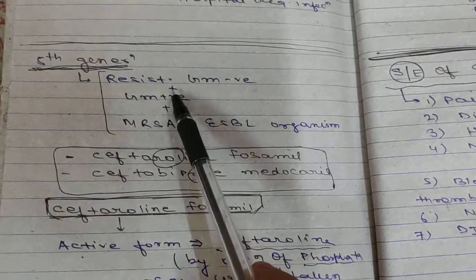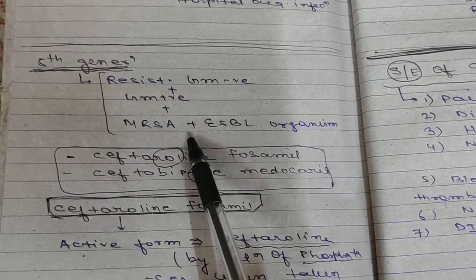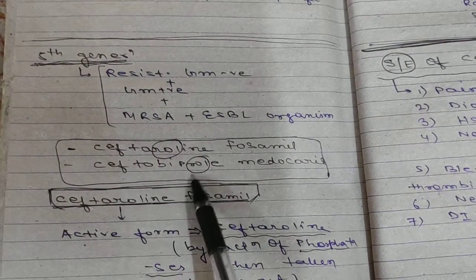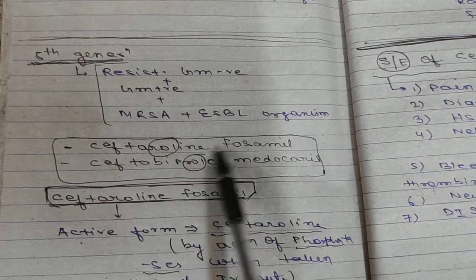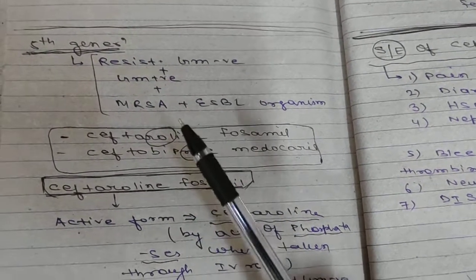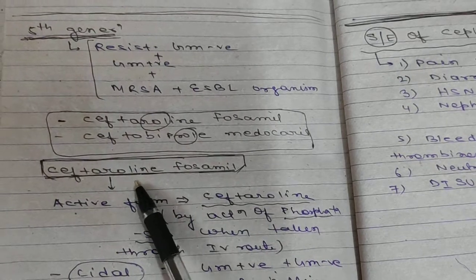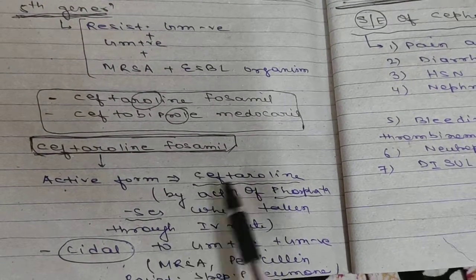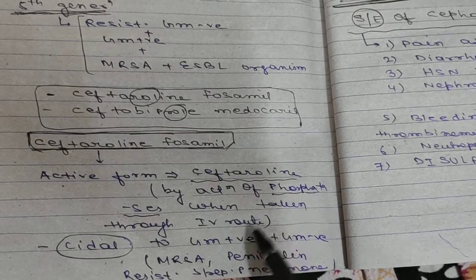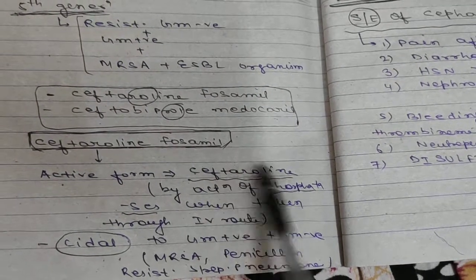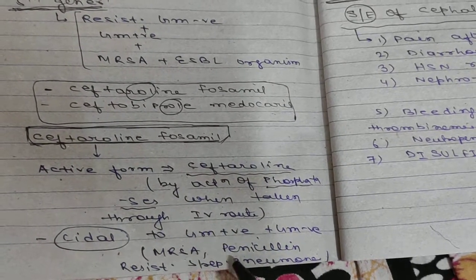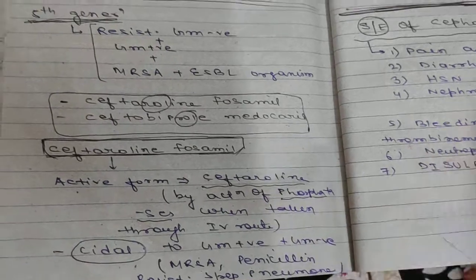Now the fifth generation is used for resistant gram-negative, gram-positive MRSA plus ESBL organisms. It includes ceftaroline and ceftobiprole: ceftaroline fosamil and ceftobiprole medocaril. So these two drugs come under the fifth generation. Coming to the first, ceftaroline fosamil. The active form is ceftaroline, by the action of phosphatase when taken through the IV route. Now it is cidal to gram-positive and gram-negative, clear.